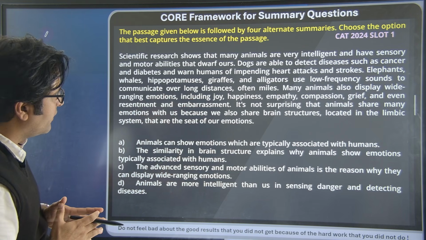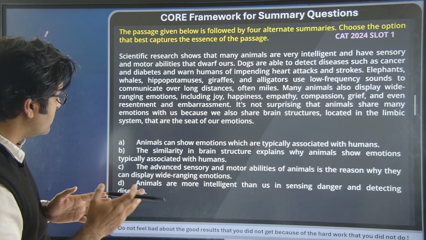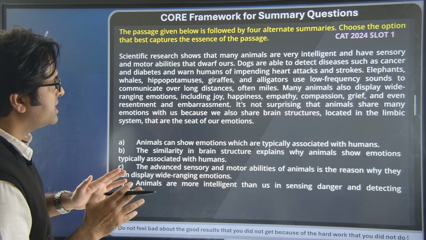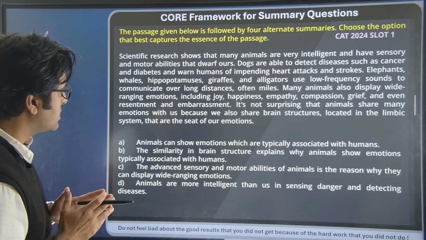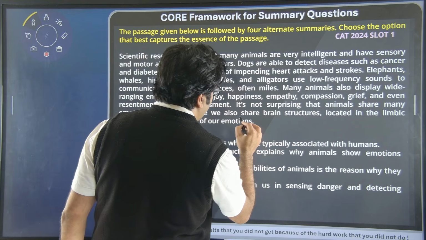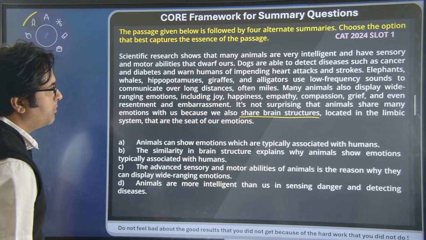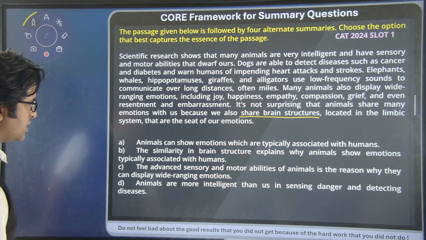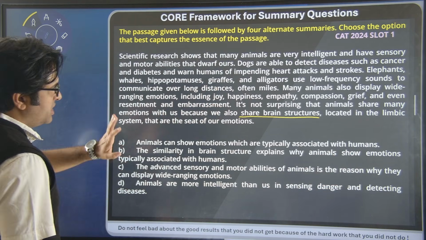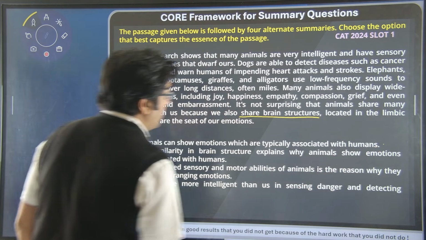I'll run through this part very quickly. Many animals also display wide-ranging emotions, including joy, etc. It's not surprising that animals share many emotions with us because we also share brain structure. So a very important part, why is it that they share emotions? Because we share common brain structures. Animals can show emotions which are typically associated with humans. Yes, broadly बोला, this could possibly be the answer.